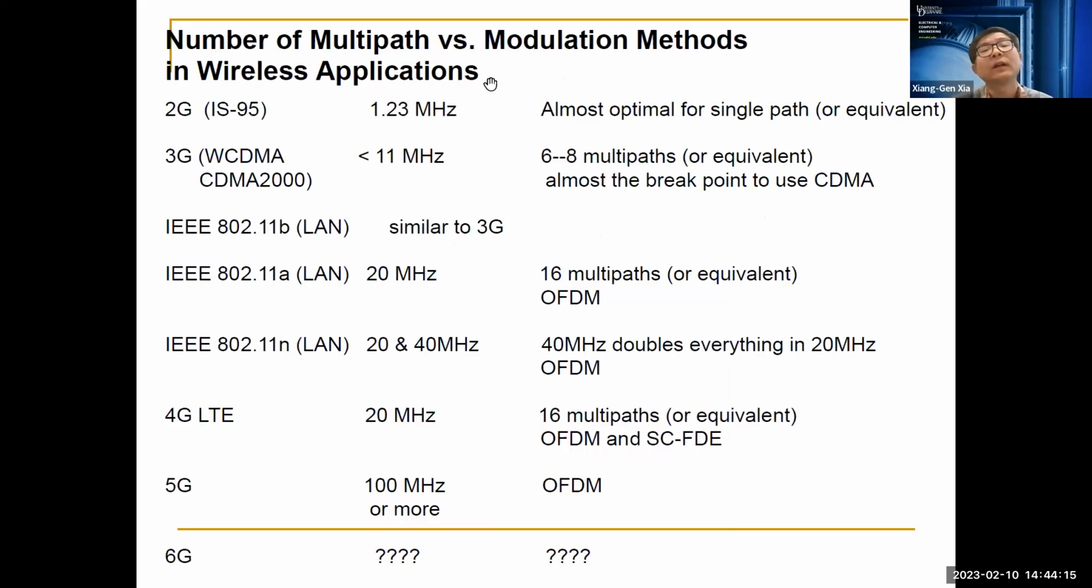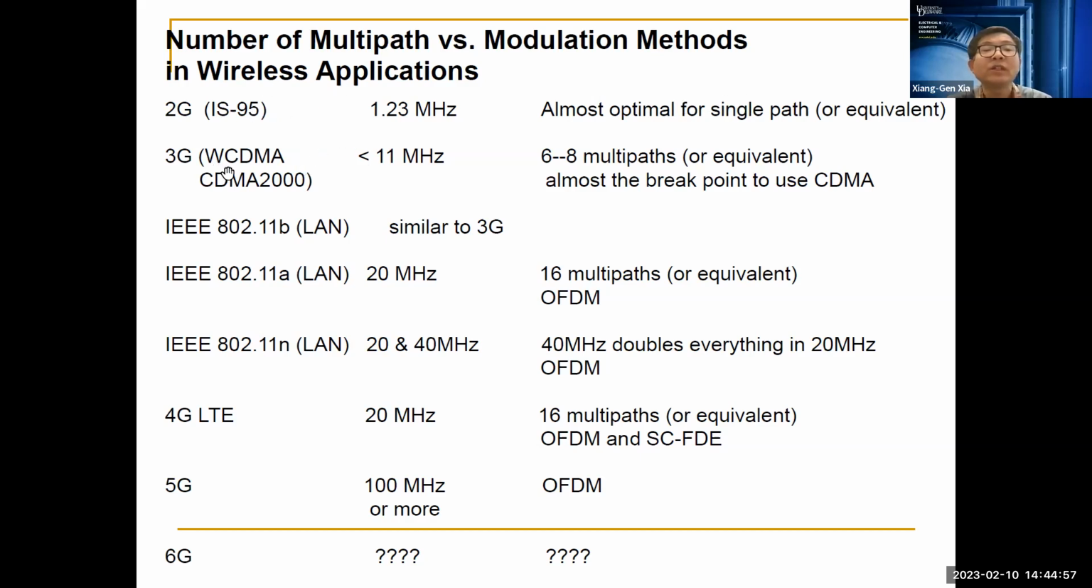All right, let's look at the standards, the number of multipaths and the modulation methods in wireless applications. Everybody knows these standards. The second generation is 2G: we have IS-95 and the European GSM, and North America's. The bandwidth is basically 1.2288 megahertz, which is almost optimal for a single path or equivalent. In practice there are small multipaths, but we can think of this case as having no severe intersymbol interference for second generation.